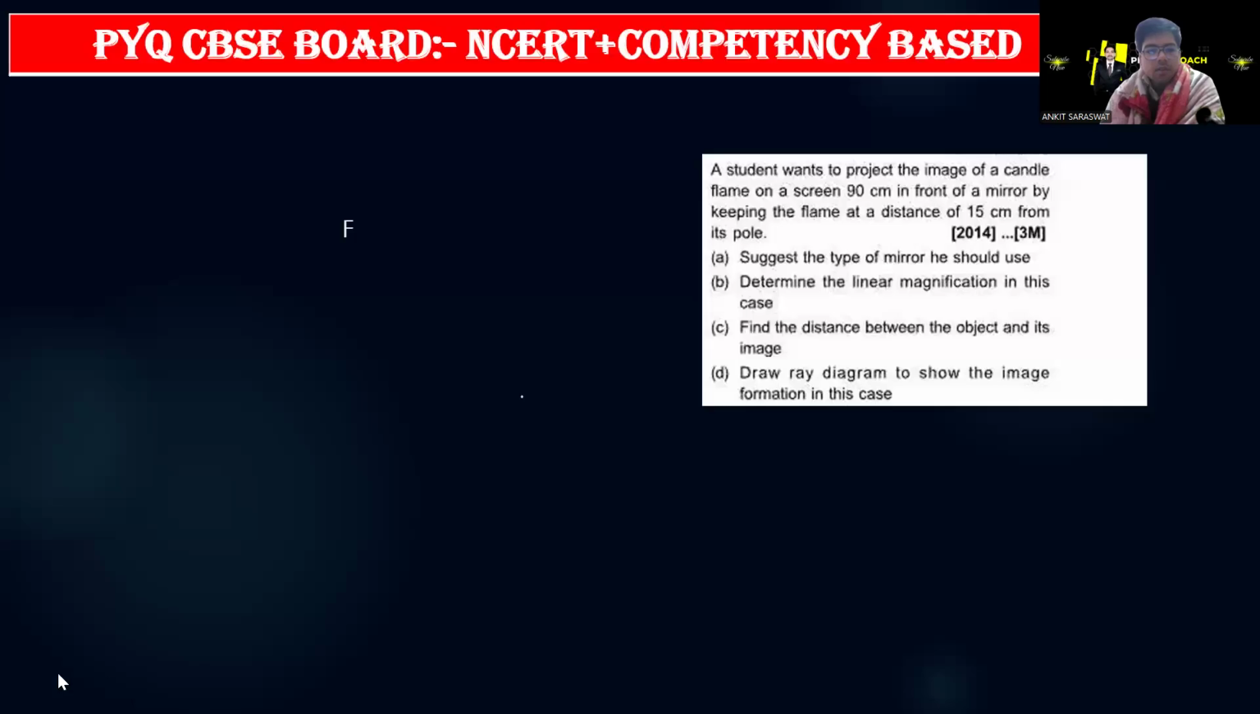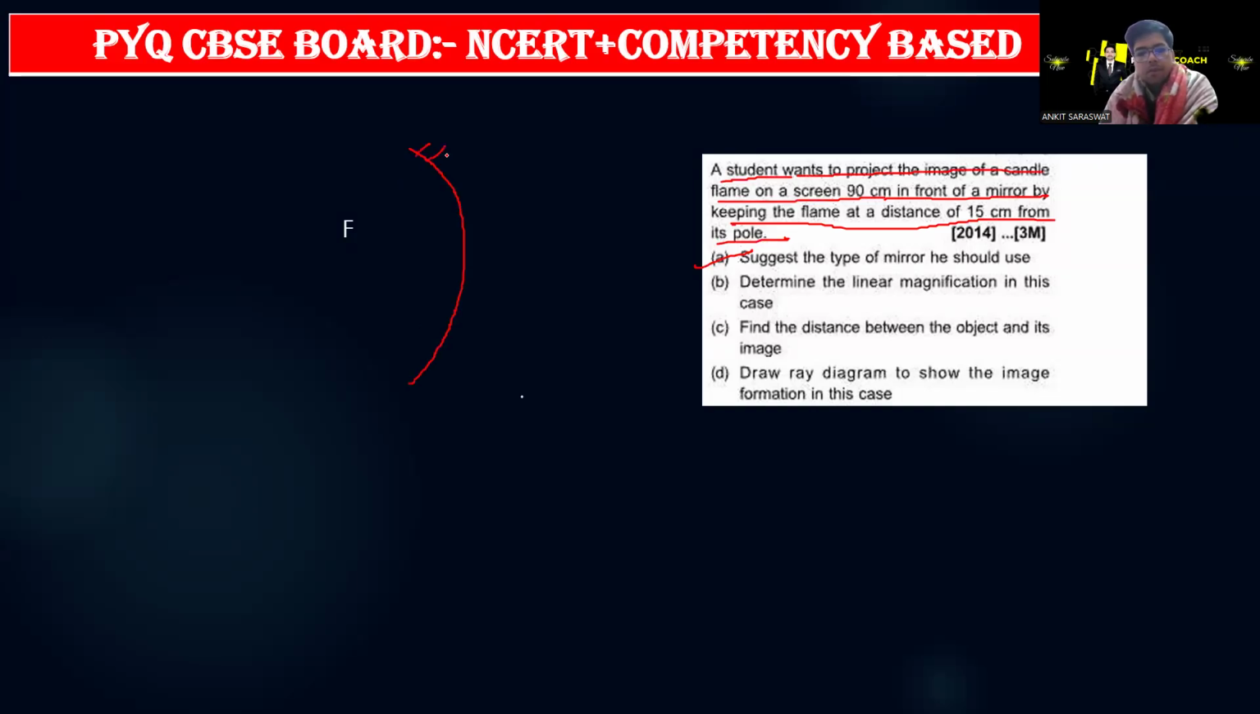So hi everyone. Look at this question. Just read the question carefully. A student wants to project the image of a candle flame on a screen 90 centimeter in front of a mirror by keeping the flame at a distance of 15 centimeter from the pole. Now, I'd suggest a type of mirror always, like it is understandable, it is concave mirror, because I already mentioned that in front of mirror.